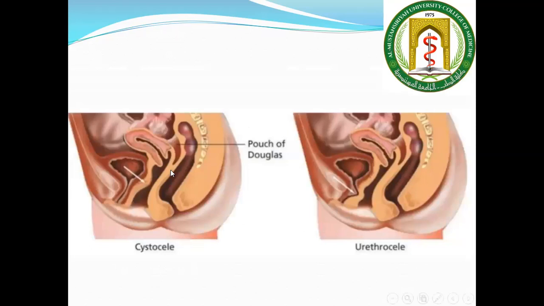Here you see this is anterior compartment. This is the bladder, the upper 2/3. So this is a case of cystocele. It is the bladder descent. Here the anterior compartment, but it is the urethra which is involved. The lower 1/3, this is the urethrocoele.